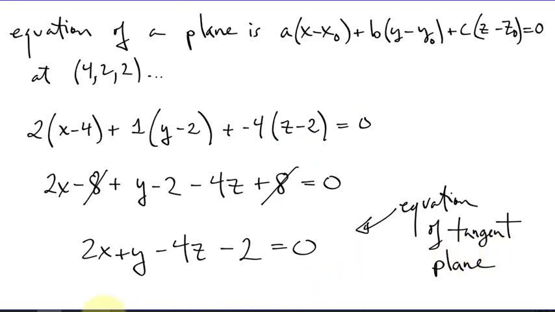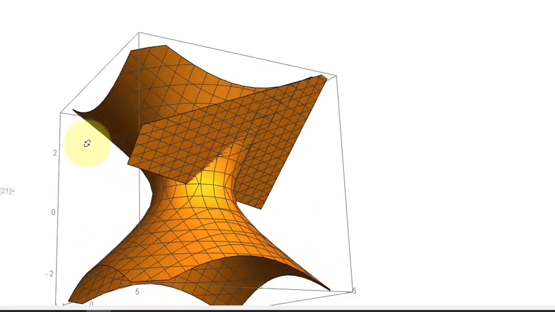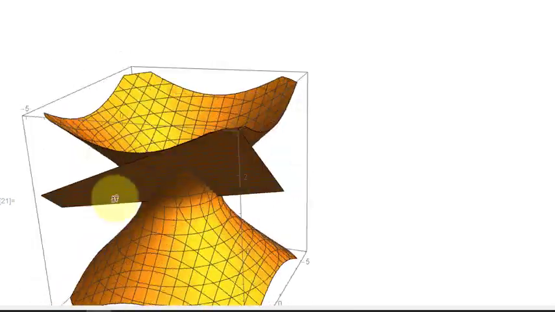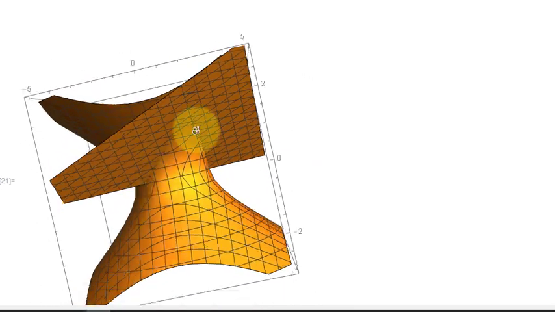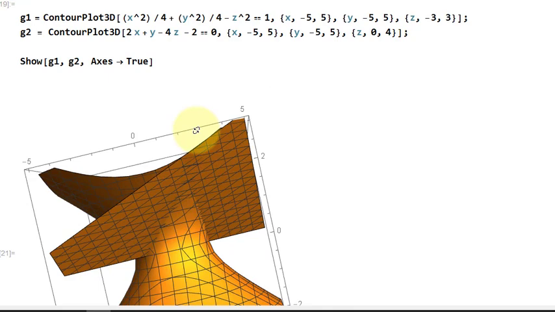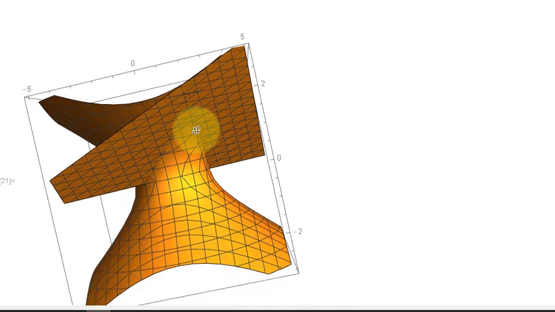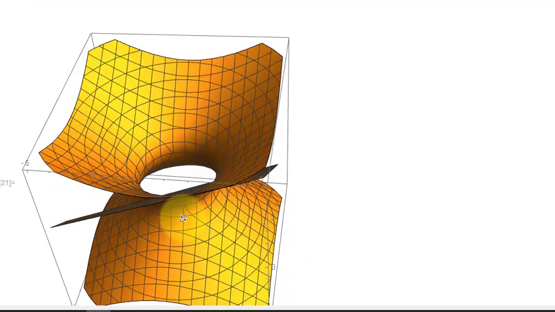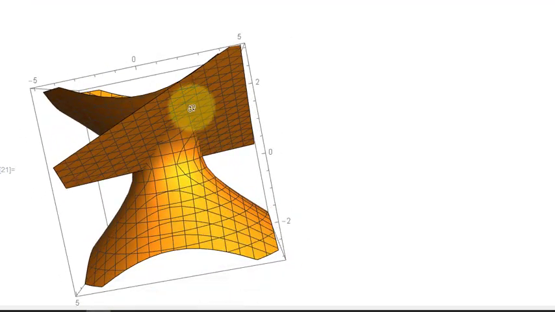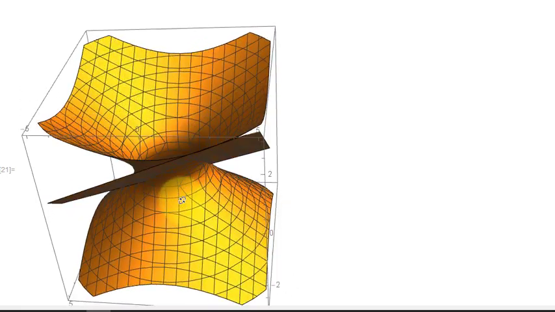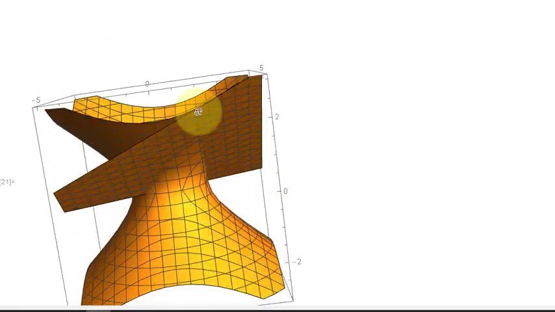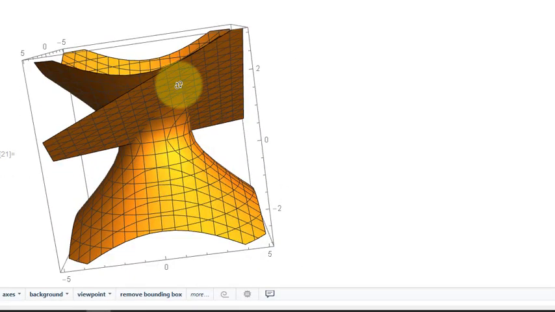Looking back at a picture of that, I have another picture of it, which I'm still not completely satisfied with, but that's got to be it. I'm using those equations, and I don't love the picture, and I can't make it any better. So it's tangent to a point on the surface that seems to be right around in there.